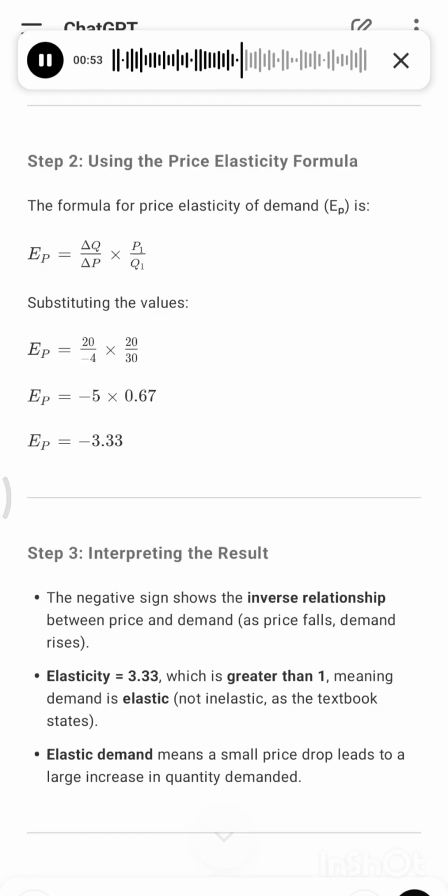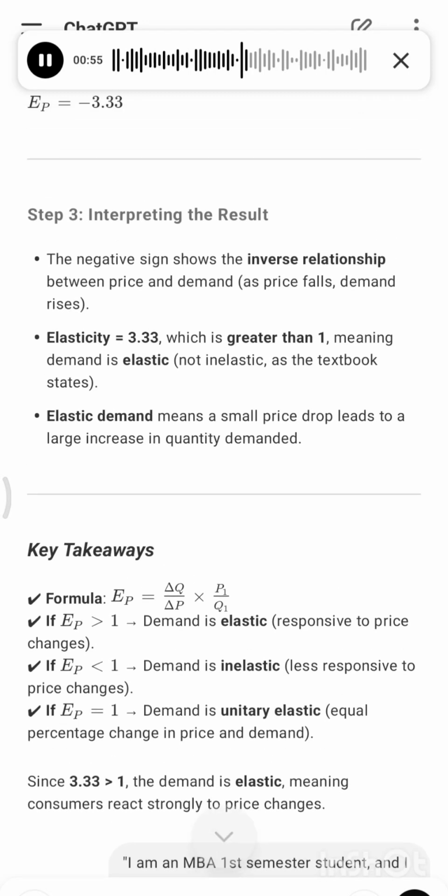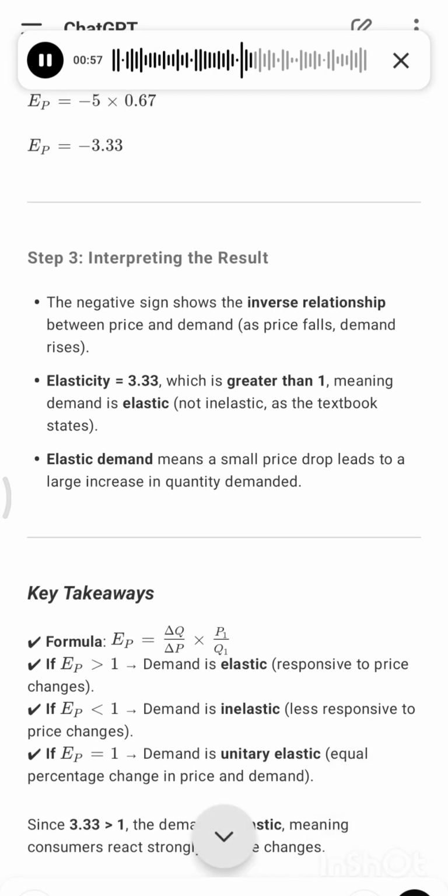Step 3. Interpreting the result. The negative sign shows the inverse relationship between price and demand. As price falls, demand rises. Elasticity equals 3.33, which is greater than 1, meaning demand is elastic, not inelastic, as the textbook states. Elastic demand means a small price drop leads to a large increase in quantity demanded. Key takeaways.